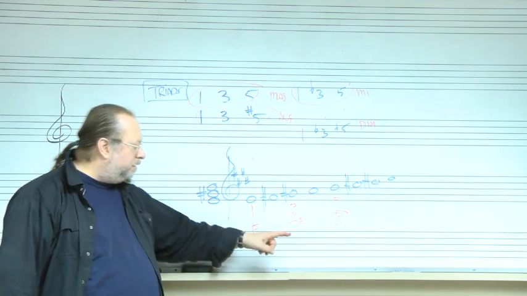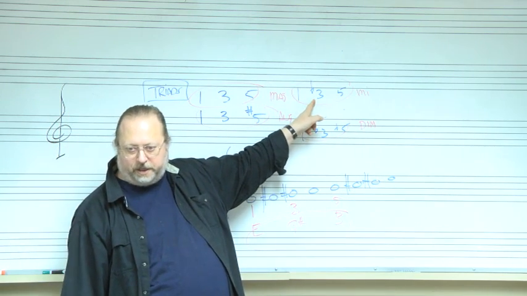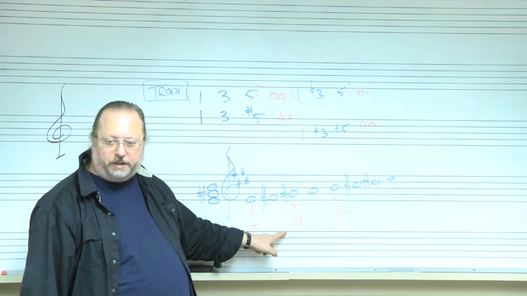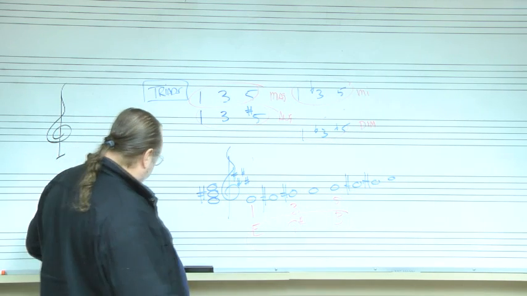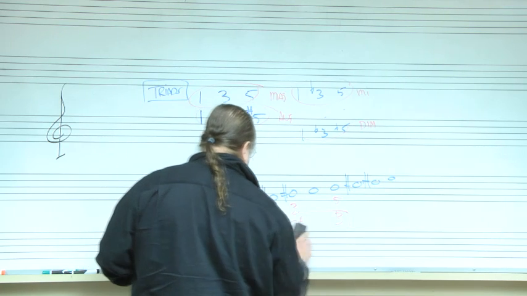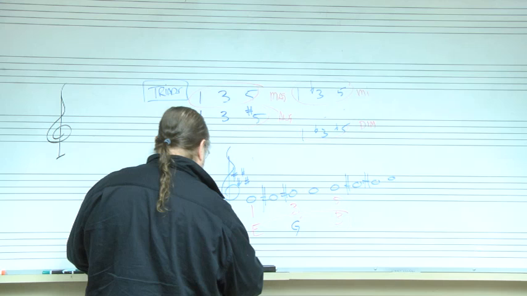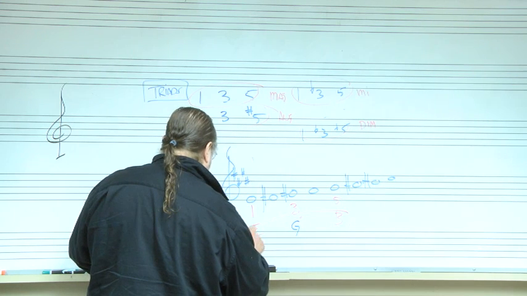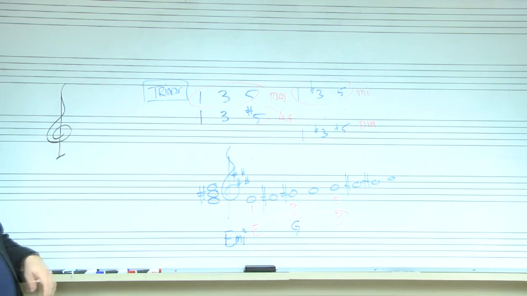If it's a minor chord, you take the third and make it a flat third. So that G sharp you lower down to a G. G sharp becomes G, and that makes it E minor. So you just flat the third, and that makes it E minor. Okay, another chord.